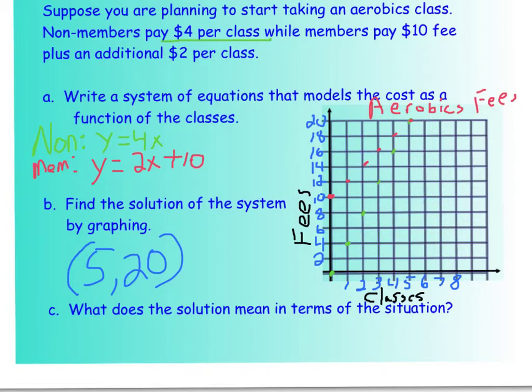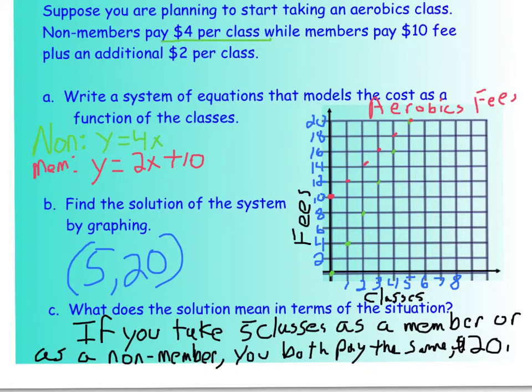Well, if you're not sure what to write when this happens, look at the number and say, is this x or y? This is x, and then look at what you labeled x. X is classes, so basically you're labeling. So say, if you take 5 classes as a member or as a non-member, you both pay the same, which is $20. So right here, it doesn't matter if you're a member or non-member, 5 classes would be 20. Then after that, they don't match ever again. They never touch again, okay?